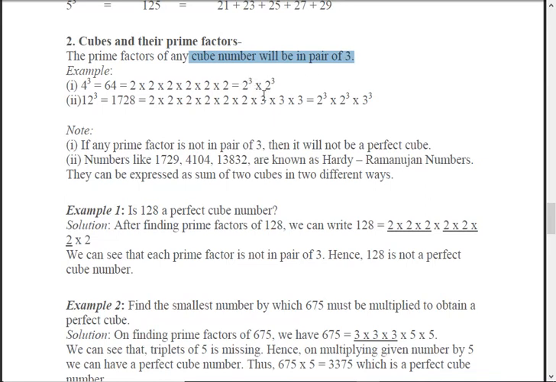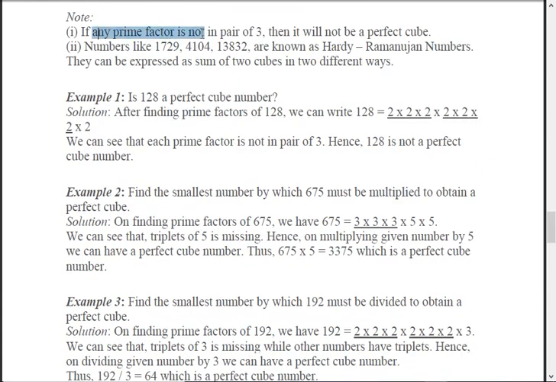2 cube, 2 cube. Similarly 12 cube now. 12 cube means what? 12 into 12 into 12. So make all the prime factors, then group them into 3: 2 cube, 2 cube and 3 cube. Always they will be in groups of 3 only. That's why it's called a cube. Otherwise what's the use of this word cube? If any prime factor is not in a group of 3, then it will not be a perfect cube.